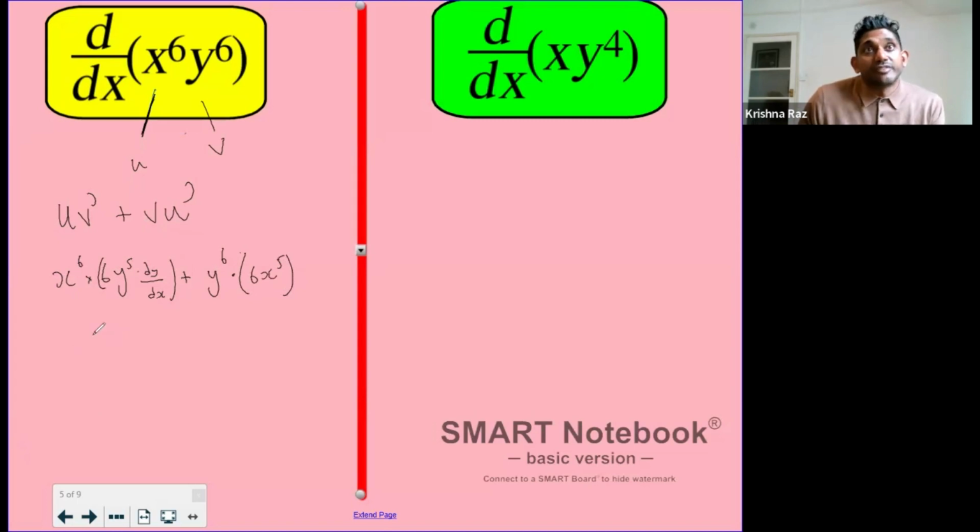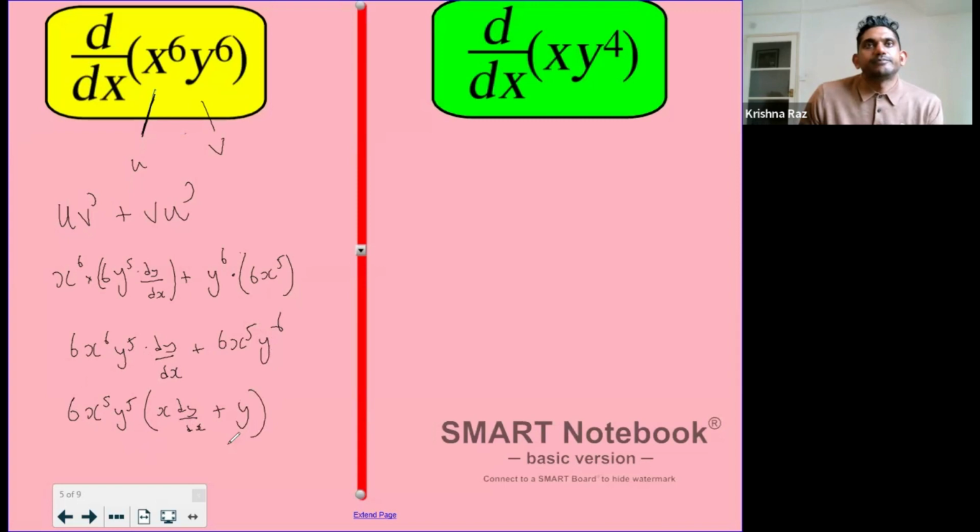So I can neaten that up and factorize potentially. So I have 6x to the 6, y to the 5 dy by dx plus 6x to the 5, y to the 6, common factor of 6x to the 5, y to the 5, bracket x dy by dx plus y. Simples. So that'd be the answer there.